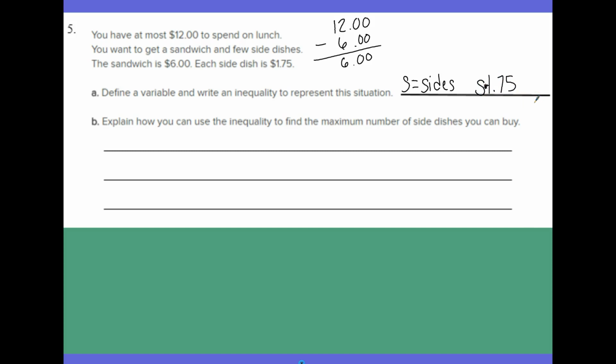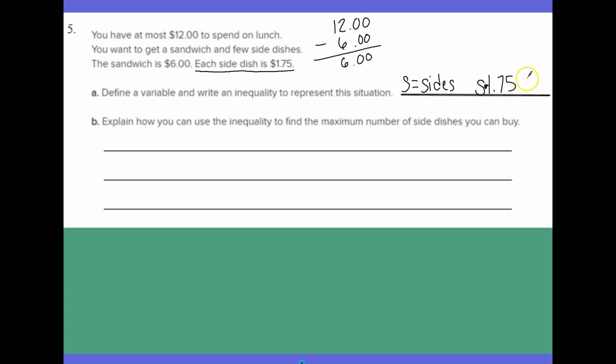So I have the number of sides that I can buy times $1.75. I'm timesing it by $1.75 because it says each side dish is $1.75. So every time I buy a side dish, it's going to cost me $1.75. So that's why I'm multiplying the number of sides by $1.75. Okay, so if I buy 2 sides, I gotta pay $1.75 twice. If I buy 3 sides, I gotta pay $1.75 3 times.